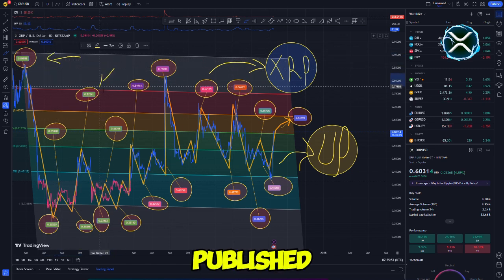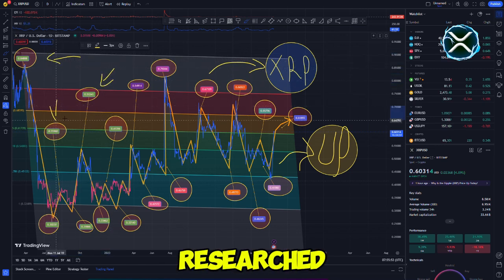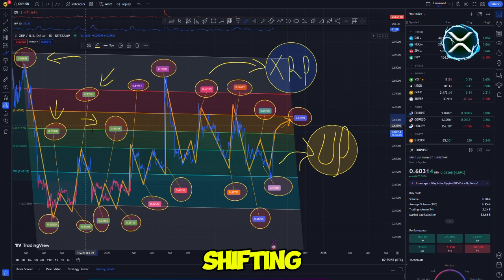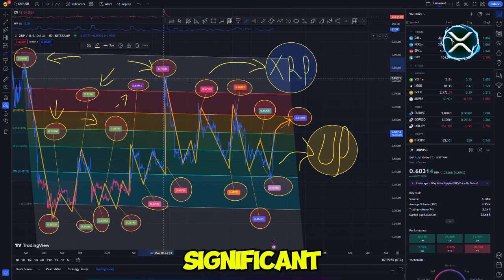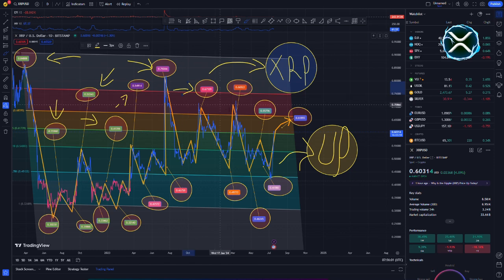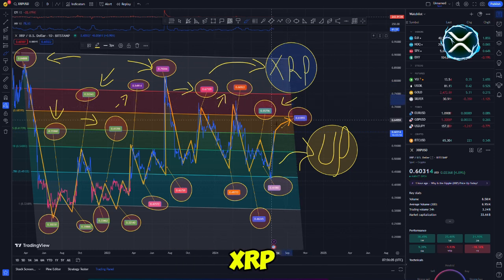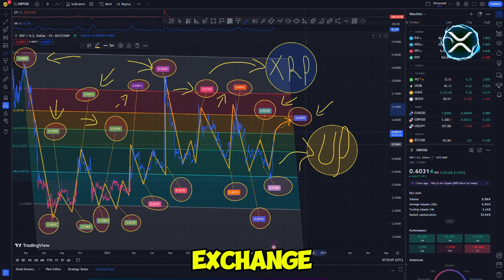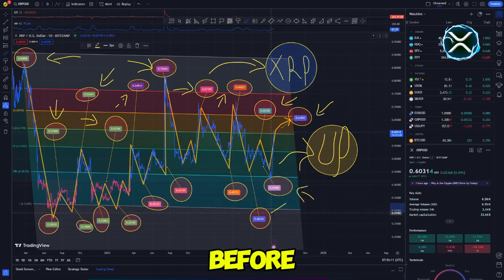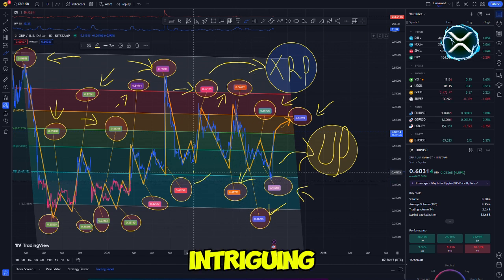One story that was published not too long ago that was thoroughly researched even stated that BlackRock might be shifting its whole focus from Bitcoin to XRP. This would be a significant shift in the way that they spend their money. This move demonstrates that people are becoming more interested in XRP, which makes the concept of an ETF that is backed by BlackRock more likely than it has ever been before. The situation, however, is about to become even more intriguing.